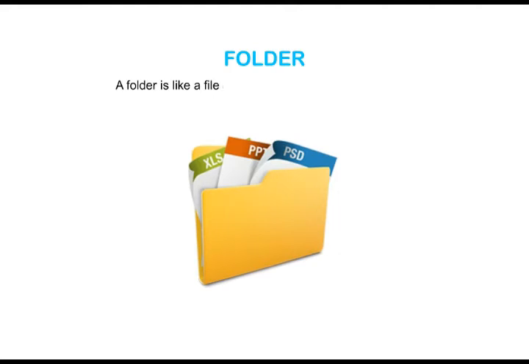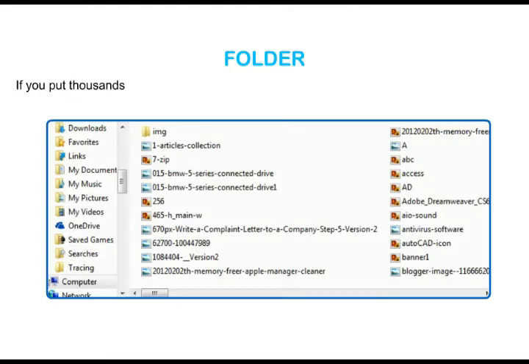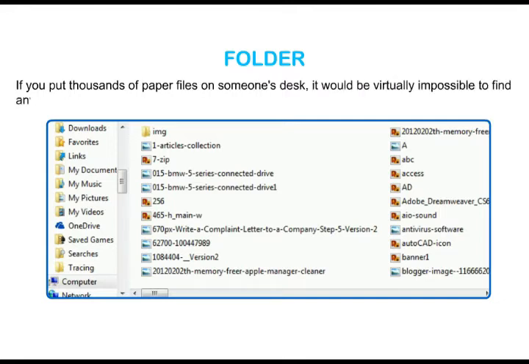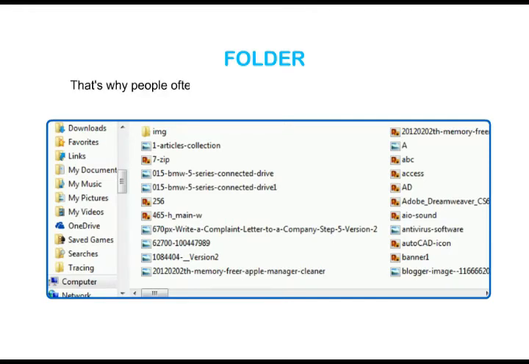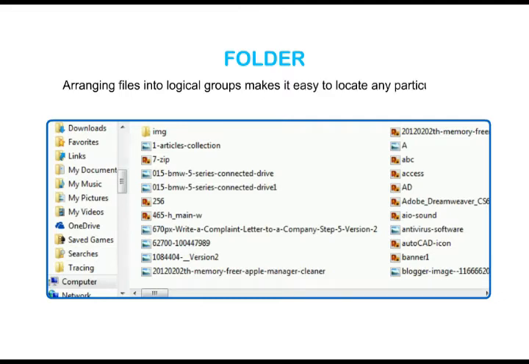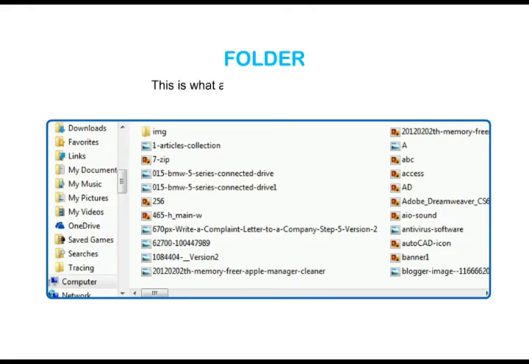Folder. A folder is like a file cabinet in which you can store files. If you put thousands of paper files in someone's desk, it would be virtually impossible to find any particular file when you need it. That's why people often store paper files in folders inside a filing cabinet. Arranging files into logical groups makes it easy to locate any particular file. Folders on your computer work exactly the same way. This is what a typical folder icon looks like.